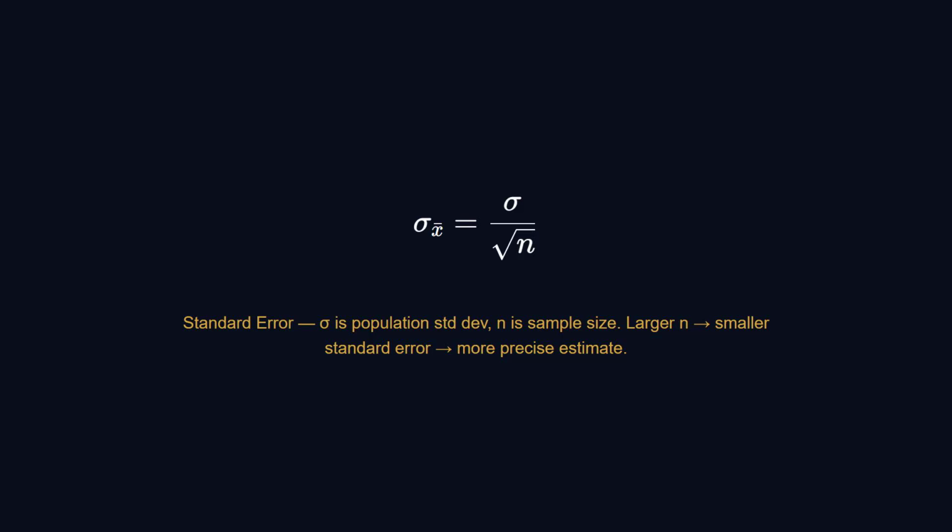But there is diminishing returns. Going from n equals 10 to n equals 100 cuts standard error by about 68%. Going from n equals 100 to n equals 1000 only cuts it by another 68%. You need to quadruple your sample size to cut standard error in half.